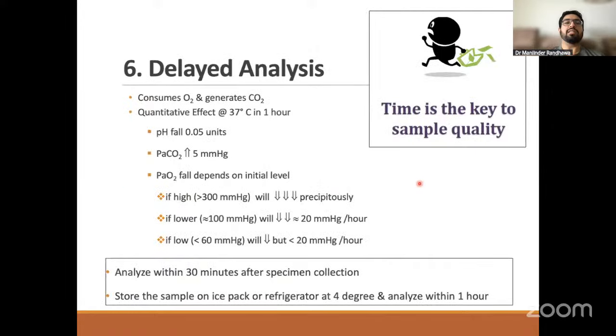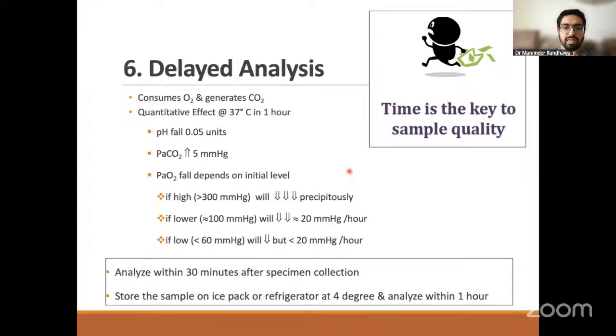The next common error is delayed analysis. I always keep remembering one of my friends during my internship. He was doing the night sampling in the medicine ward, and he was taking 2 samples for blood gas for each patient. I asked him, what are you doing? He said, I'm taking the morning's sample right now as well. So that is not how it needs to be done.